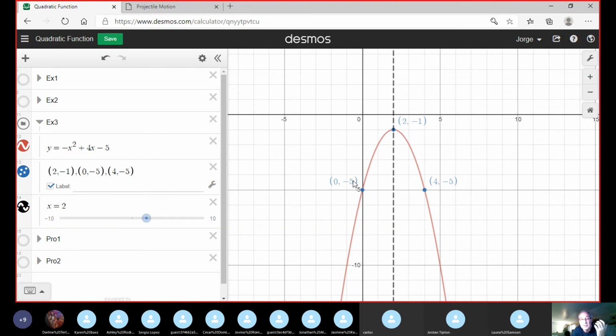So the same y component, -5, but the x component is the same distance from the axis of symmetry to both points. And you determine the third point.